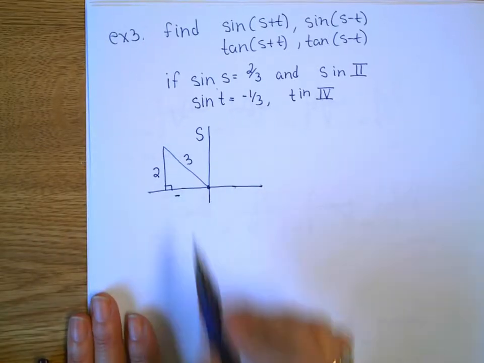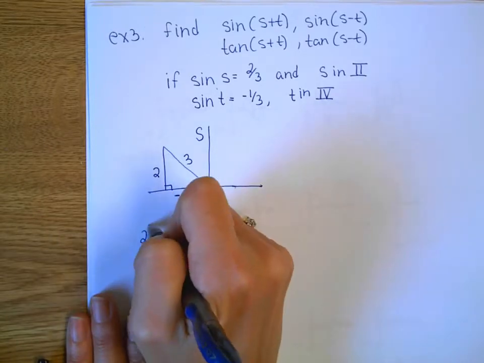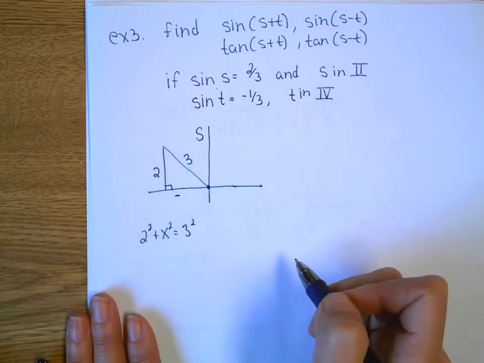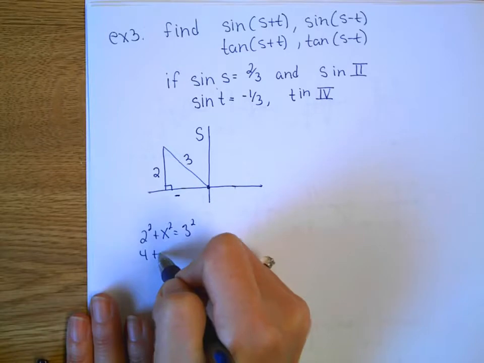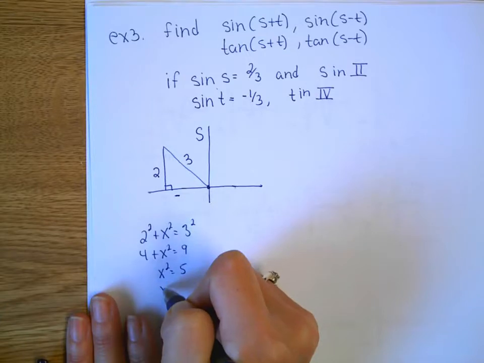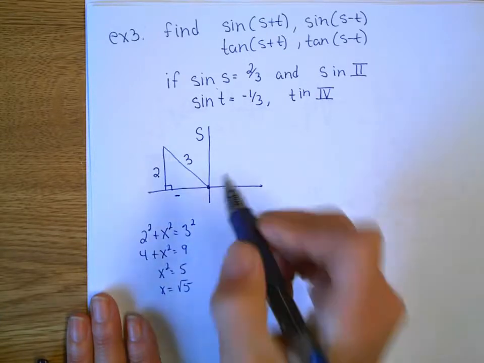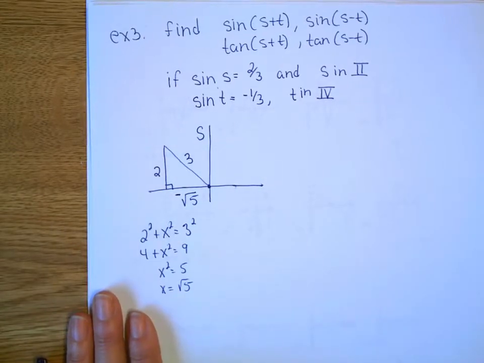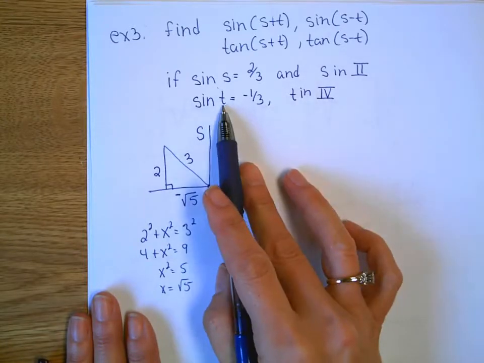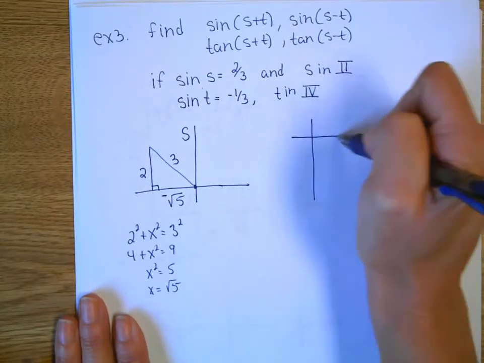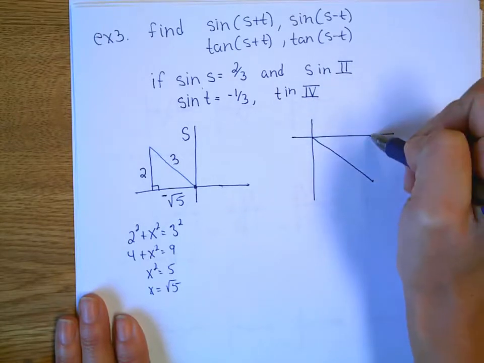So we'll solve for x there. It's 2 squared plus x squared equals 3 squared. So that's going to be a 4. x squared equals 5. So we're going to have negative square root of 5. So far, so good? Okay, now we want a separate triangle for angle T. And they tell me that T is in quadrant 4. So give yourself a quadrant 4.